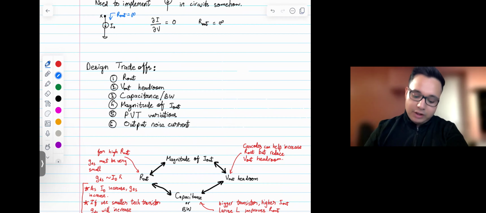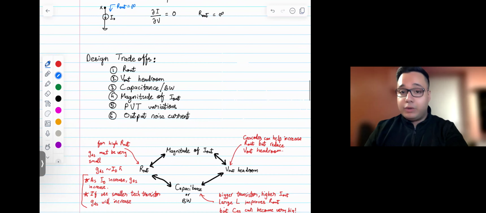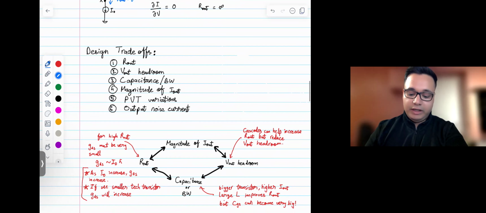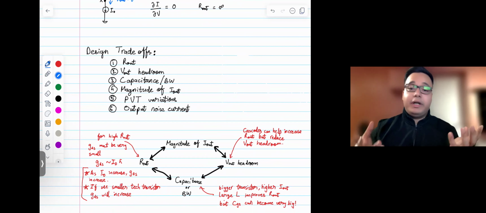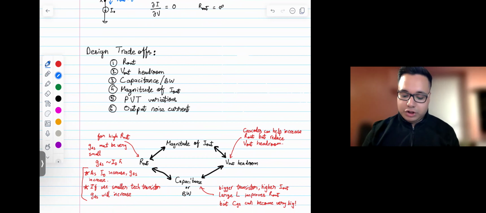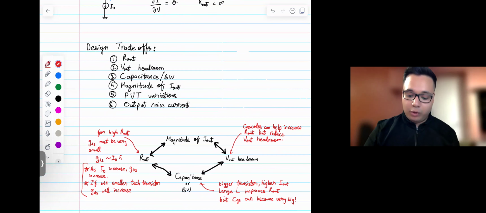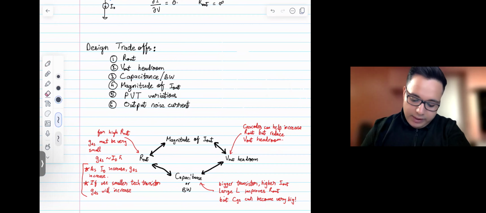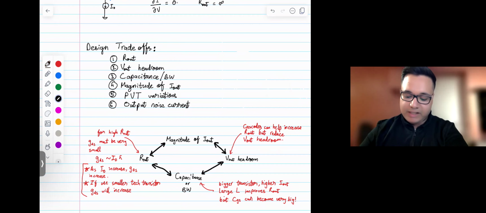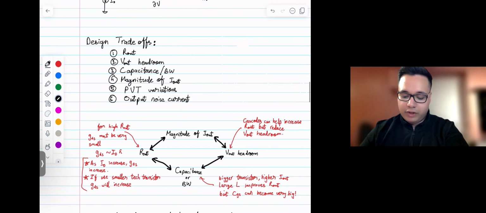Some of the other trade-offs, one of the most common ones, is the voltage headroom, or the V out headroom. For a lot of cascode mirrors, once we go through the other parts, we'll find out that we are often trading off R out for the V out headroom. So those first two are pretty important, and they'll come up again and again in our discussions for current mirrors. All right, the next few are the capacitance or the bandwidth of the current mirror.